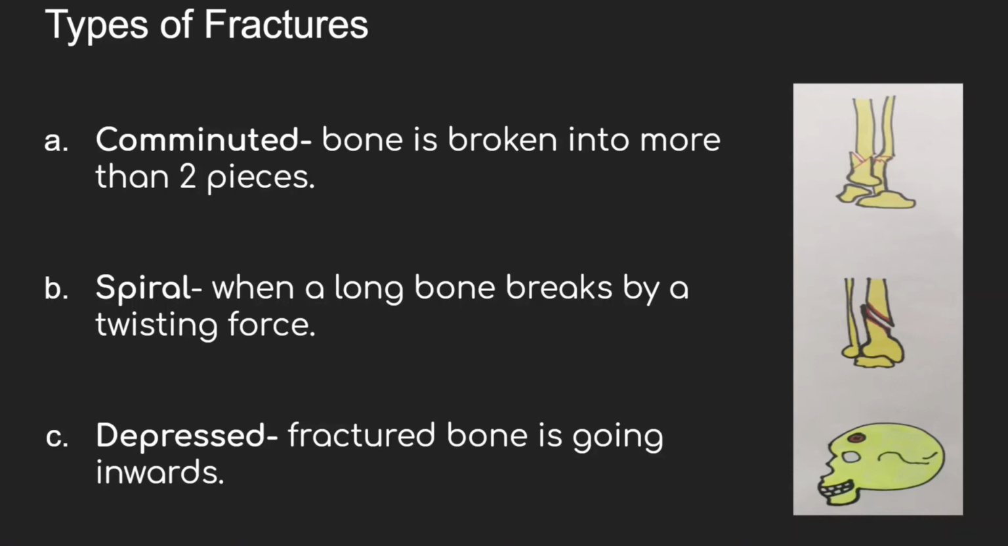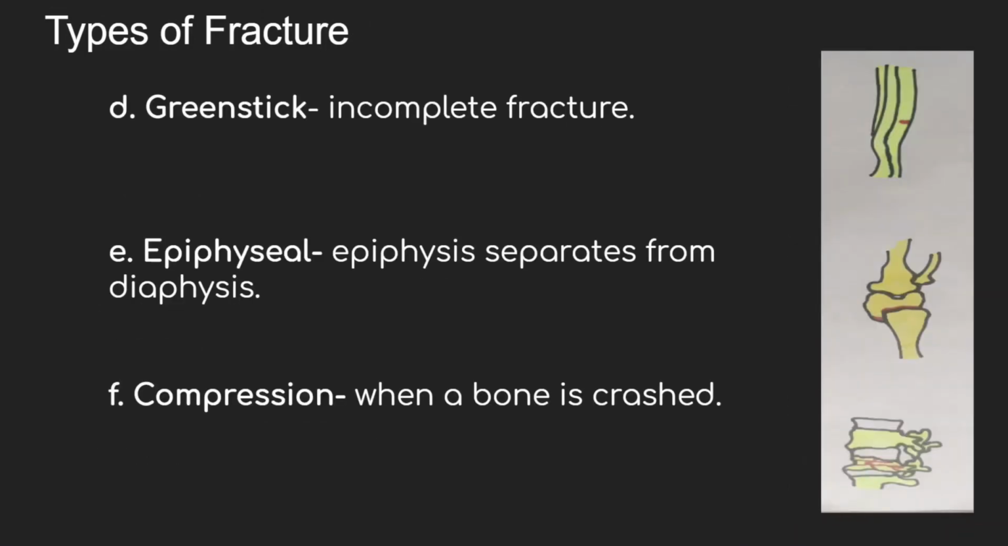This is a result of a blunt force trauma, maybe from a falling object. This usually occurs in our cranial bones. And then greenstick. This is a partial fracture, which means one side of the bone is broken. And then epiphyseal. Occurs when the epiphysis is separated between the shaft of the bone and its growing end. This is more common in children because their bones are still growing.